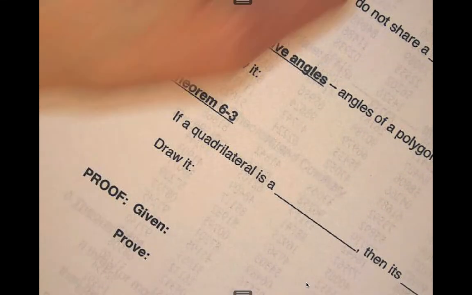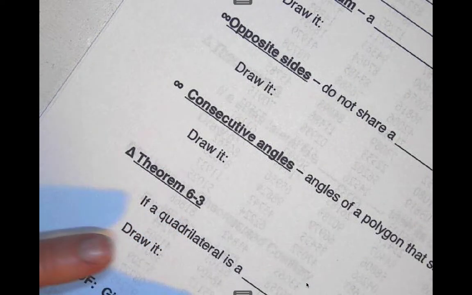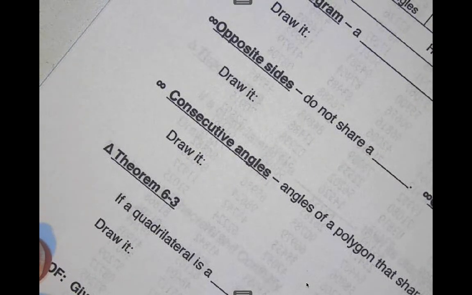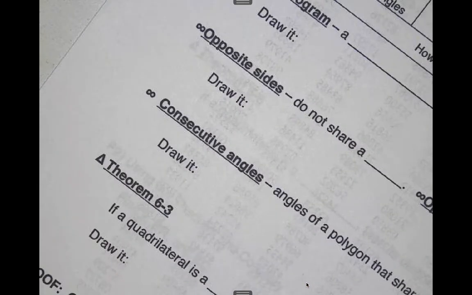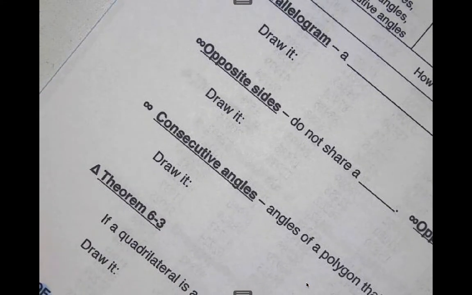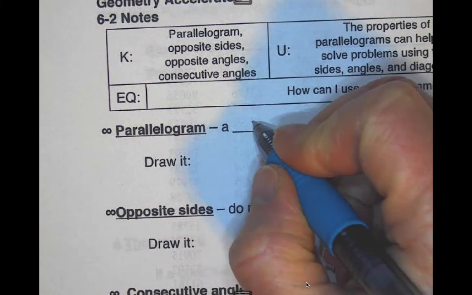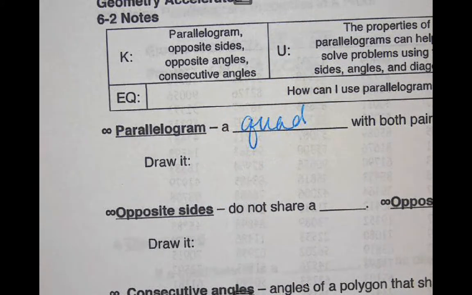Okay, here we are doing section 6.2 now. Alright, so this one here we're going to start talking about quadrilaterals. We're going to focus mostly on parallelograms. This is going to kind of be where we begin, parallelograms and their properties. Okay, so a parallelogram is a quadrilateral with both pairs of opposite sides parallel.